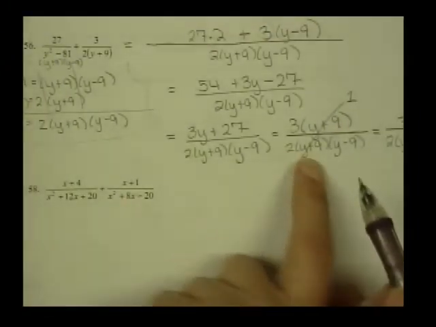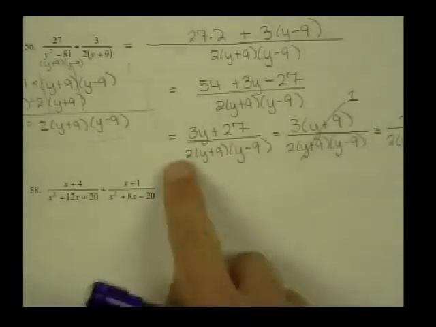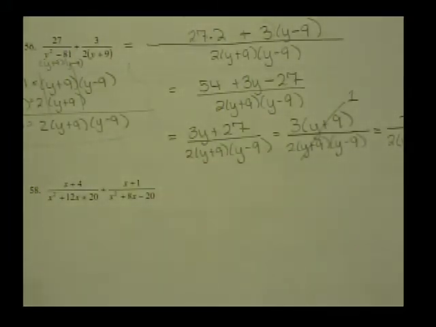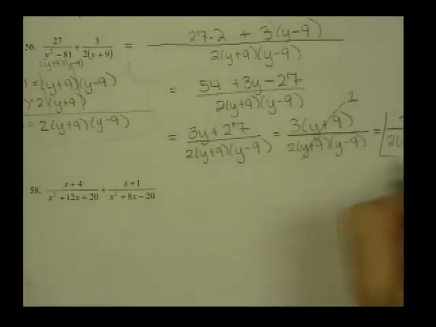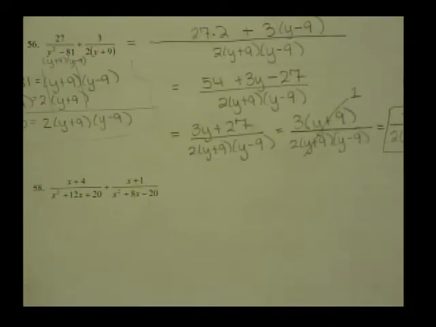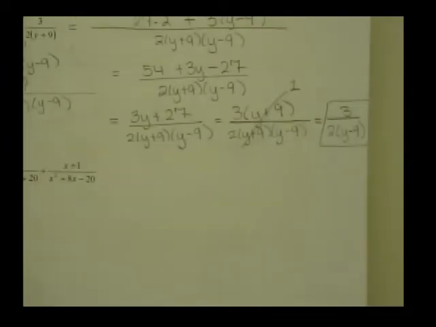It's not in parentheses with it, right? There are 3 totally separate factors in the denominator. The 2 is 1, the y plus 9 is 1, and the y minus 9 is 1.